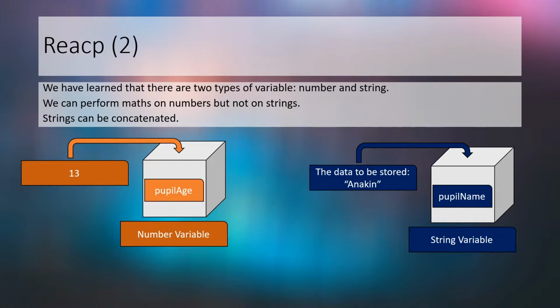String variables are pieces of data which hold any printable character which can be displayed on the screen, such as the letters of the alphabet, numbers, and symbols. We cannot do any maths on strings, but we can do something called concatenation, which means to join two or more strings together.